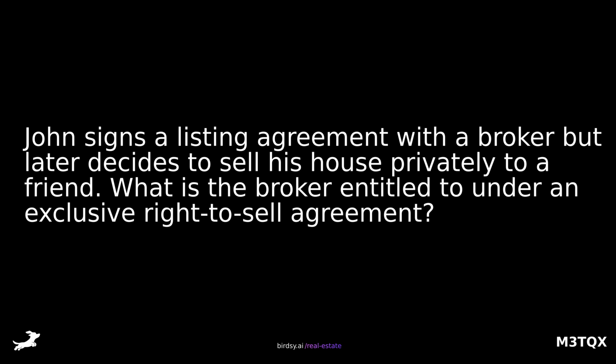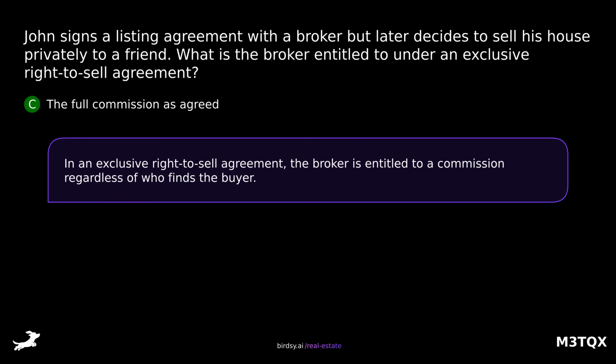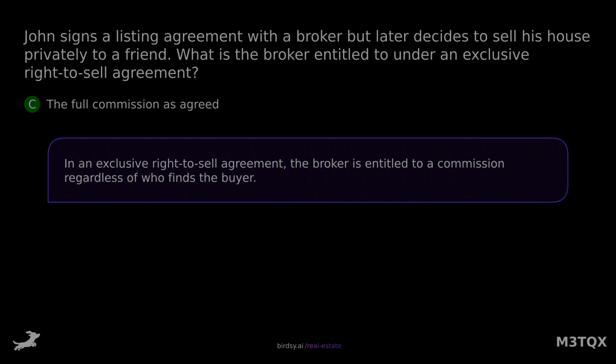What is the broker entitled to under an exclusive right to sell agreement? Is it A, nothing, since John found the buyer himself, B, only a partial commission, C, the full commission as agreed, or D, a refund of any marketing expenses? The answer is C, the full commission as agreed. In an exclusive right to sell agreement, the broker is entitled to a commission regardless of who finds the buyer.